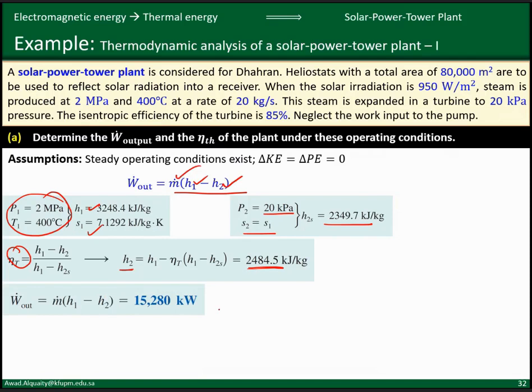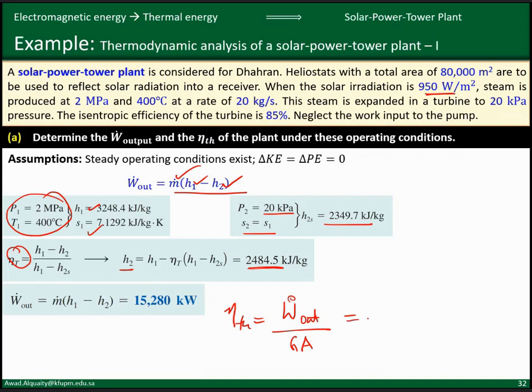Now, when we talk about the thermal efficiency of a plant, for a solar power plant, we define it as the net work output divided by the solar radiation incident on the plant itself, which is the solar irradiation G times the area. Now here the area is basically the area of the heliostats, because they are the ones that are receiving all the solar radiation, which is coming at a rate of 950 watt per meter square.